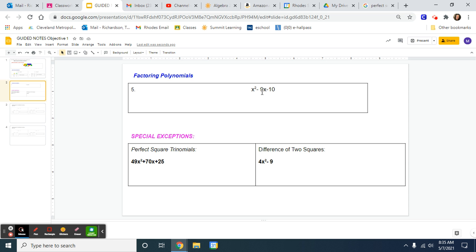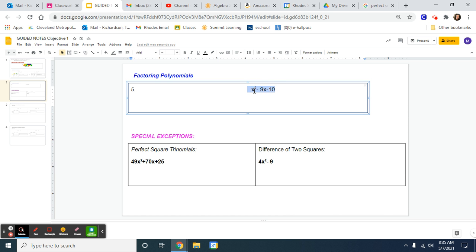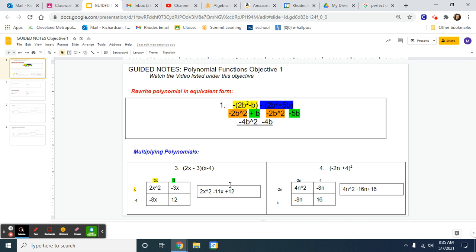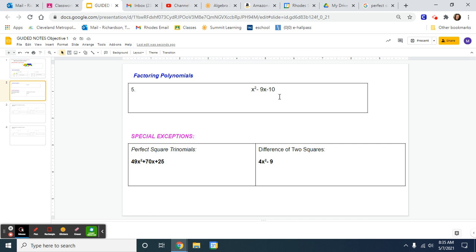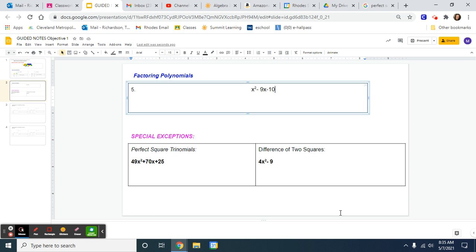So this next one, factoring, is like the opposite. We're going to take an answer like this and actually come up with two parentheses. We're going to have to do some mental math here. The problem is x squared minus 9x minus 10. We know that our answer is going to be 2 parentheses.